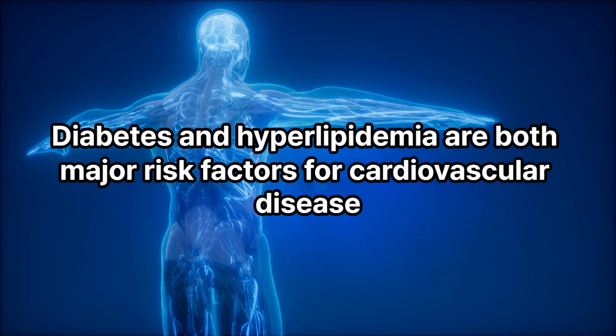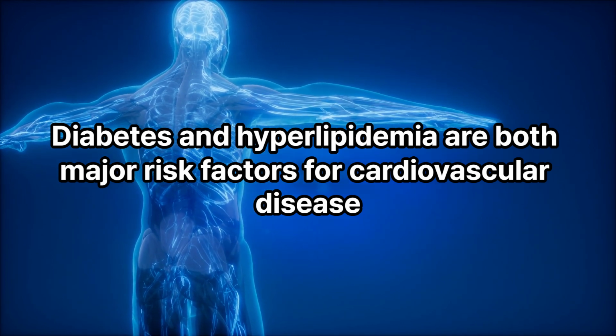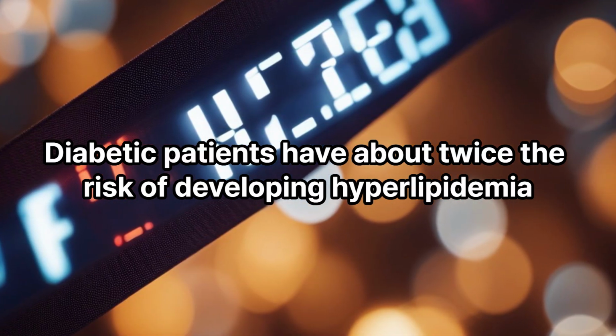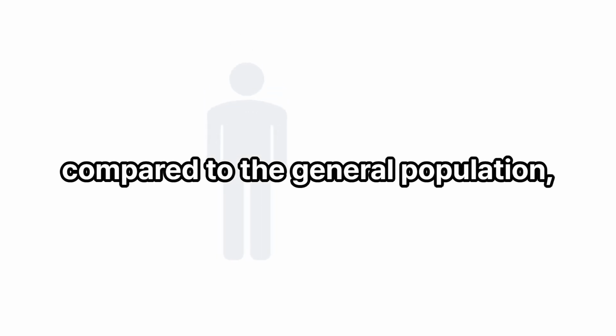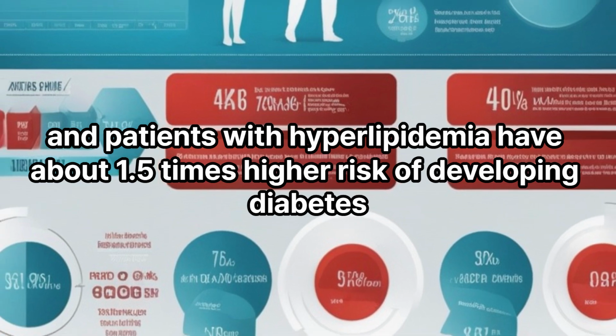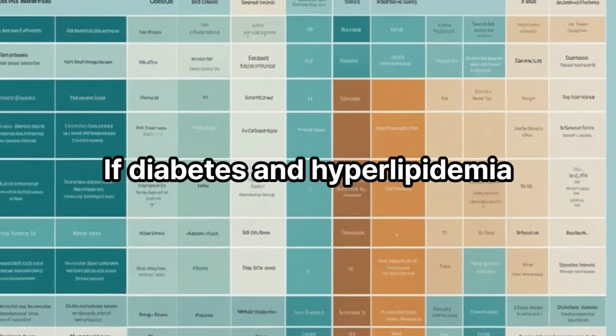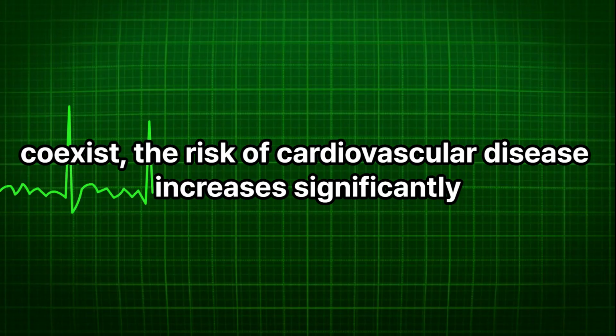Diabetes and hyperlipidemia are both major risk factors for cardiovascular disease and are closely related to each other. Diabetic patients have about twice the risk of developing hyperlipidemia compared to the general population, and patients with hyperlipidemia have about 1.5 times higher risk of developing diabetes. If diabetes and hyperlipidemia coexist, the risk of cardiovascular disease increases significantly.